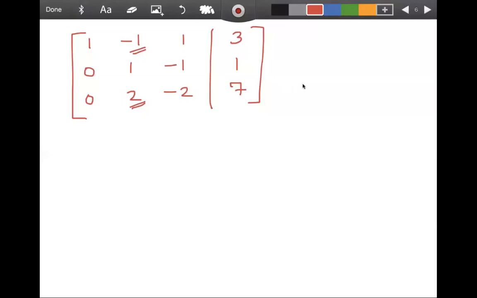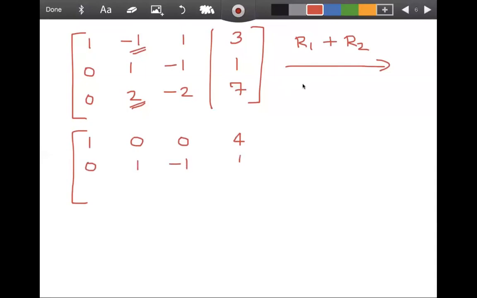All right, so first we will get rid of this -1. You need to change row 1 by adding to it row 2. That's nice and simple. So our new row 1 will be 1 plus 0 is 1. -1 plus 1 is 0. That was the whole point. 1 plus -1 is 0. And 3 plus 1 is 4. Okay. Like row 2, just the way it is for now.